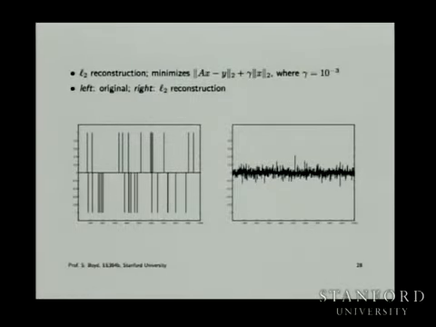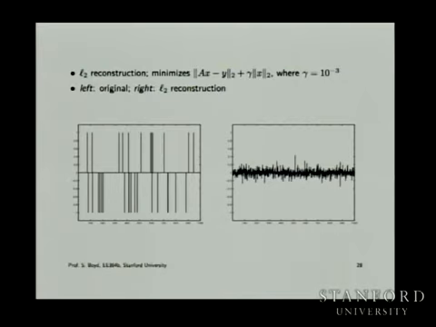If, in contrast, you had used an L2 reconstruction, a Tikhonov, and you solve this problem, you can adjust gamma. Basically, the reconstruction never looks good, but this would be an example of what you might reconstruct, something like that. So this is the rough idea.